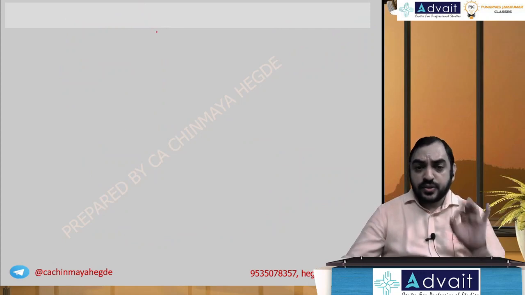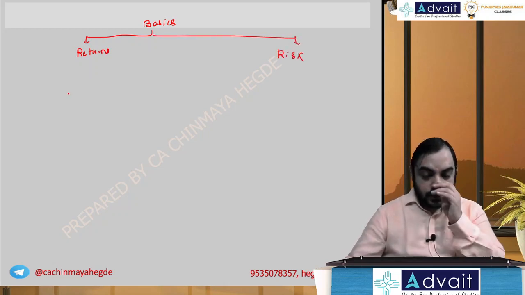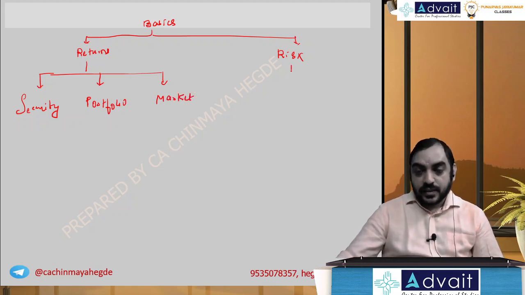Okay, let me just write it so you can also write along with me. The basics, we have return and we have risk. Returns I'm going to calculate for 3 parts. Return for a security, return for a portfolio, a return for markets.